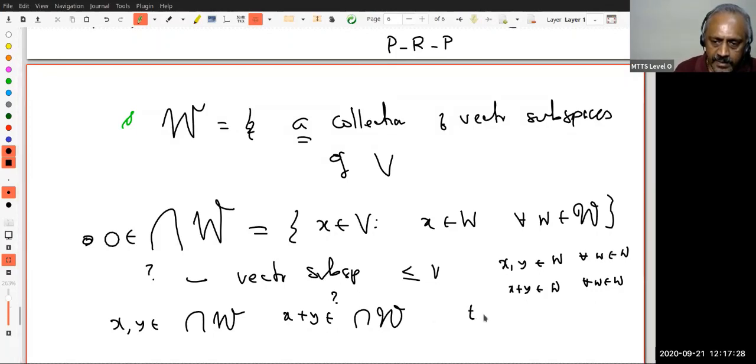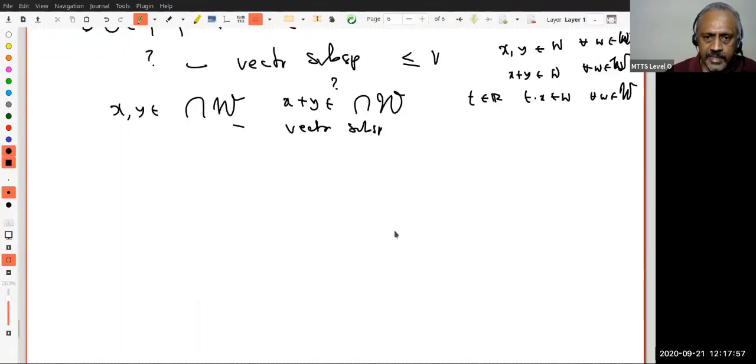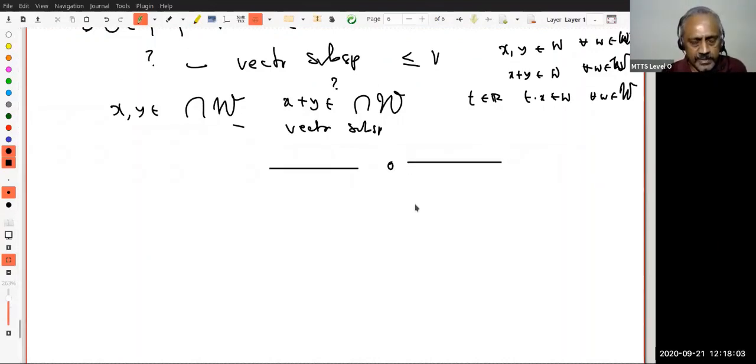Similarly, t is a scalar. Suppose X belongs to the intersection of script W, that means X belongs to each and every vector subspace W in the collection script W. Therefore, t times X belongs to W, for each W in script W. Therefore, this is a vector subspace. If you find it a little too abstract, go through it again once or twice. Discuss with your friends, you will feel more comfortable.